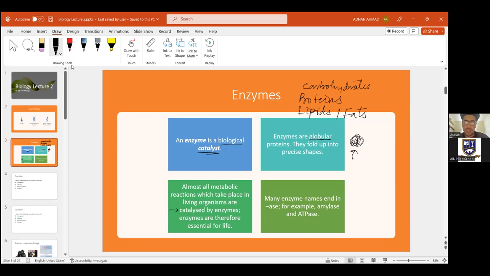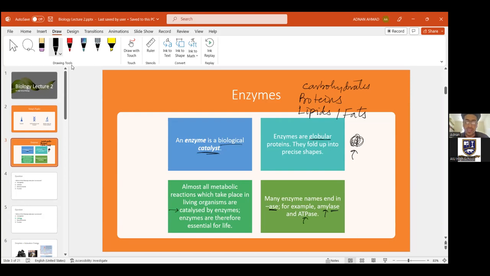The fourth point about enzymes is that many enzyme names end in -ase, A-S-E. For example, amylase. How do you know that this is an enzyme? Because this word ends in A-S-E. Another example of the name of an enzyme is ATPase. How do you know that this is the name of an enzyme?